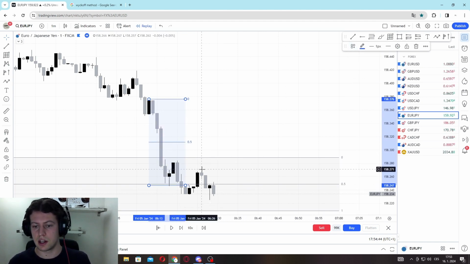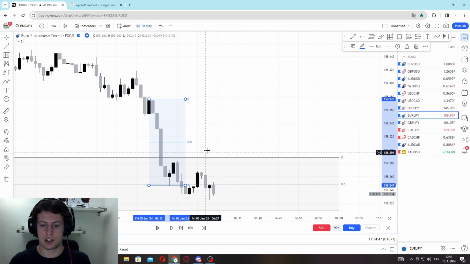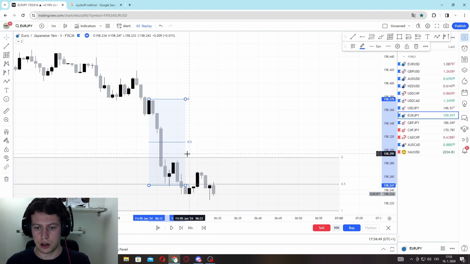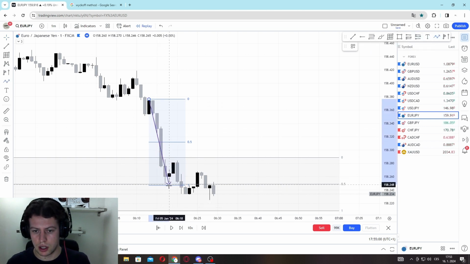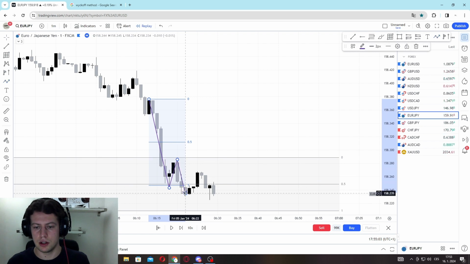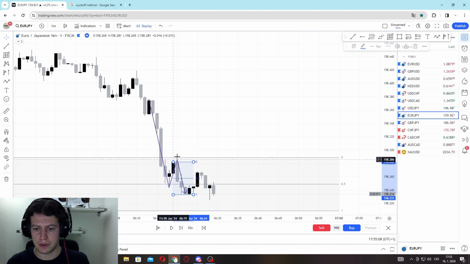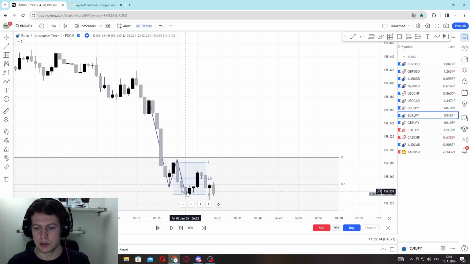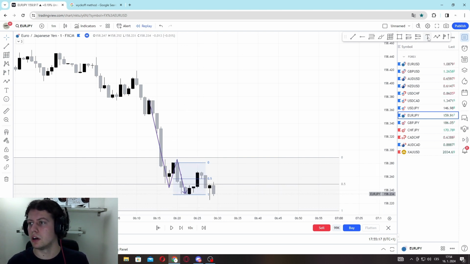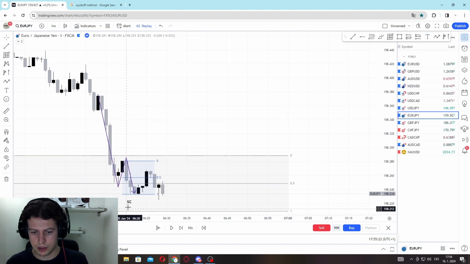We have a selling climax, or we are looking for the selling climax. So we go to the next pullback, or next impulse and next pullback. So we went here, pullback here. Okay, so we are moving, and it goes to the 50%. So this is our selling climax.